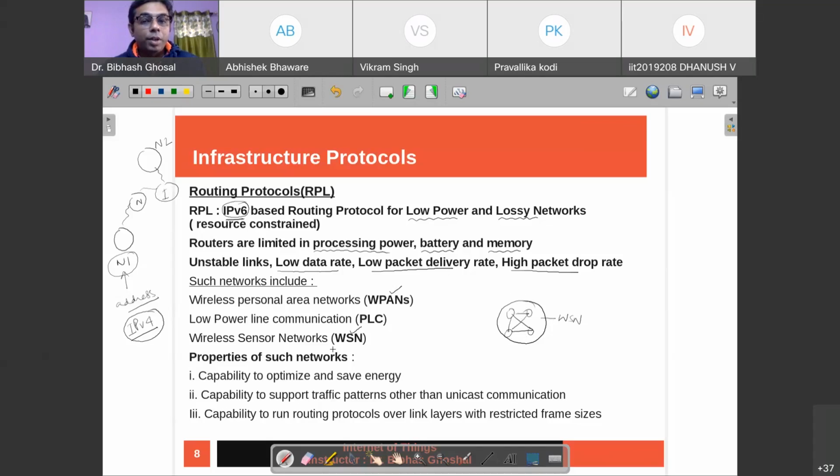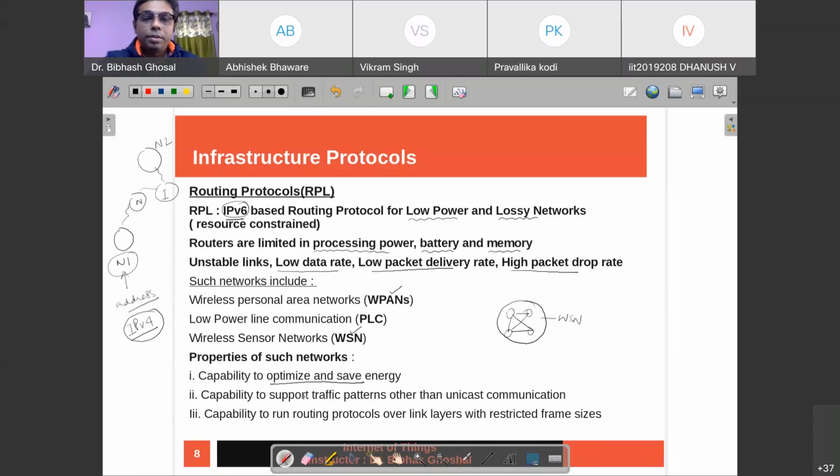These kinds of networks that we are talking about have a capability to optimize and save energy. As I told you, the majority of them don't keep on sending data, because if they do, then they will drain out the battery. They send the data and then they sleep. That is, they go into hibernation. That is one of the ways in which they optimize and save energy.